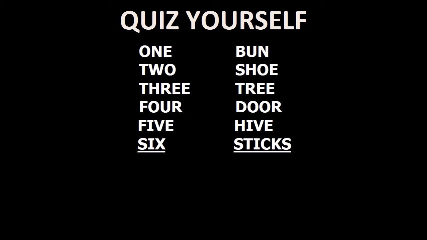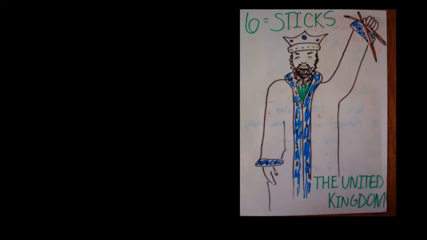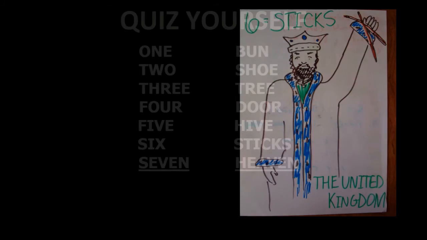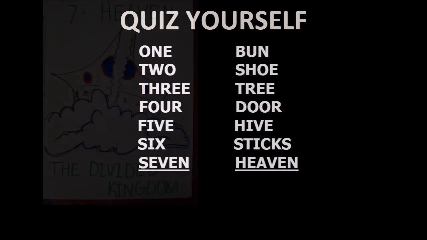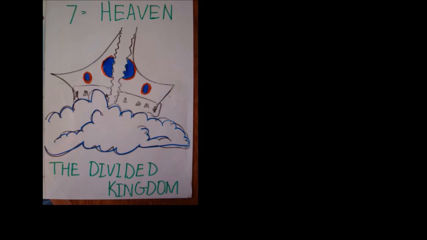Next we have 6, sticks. What kind of sticks are you seeing? Who is holding the sticks? Well, hopefully what came to mind is the United Kingdom. Next we have 7, heaven. I've got a particular image that I use for heaven. Yours doesn't have to follow mine. But my image reminds me of the divided kingdom period.